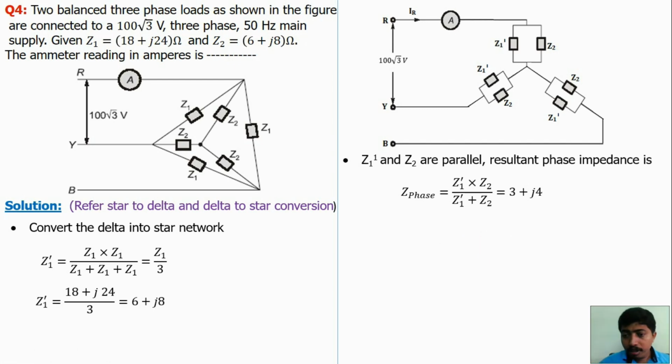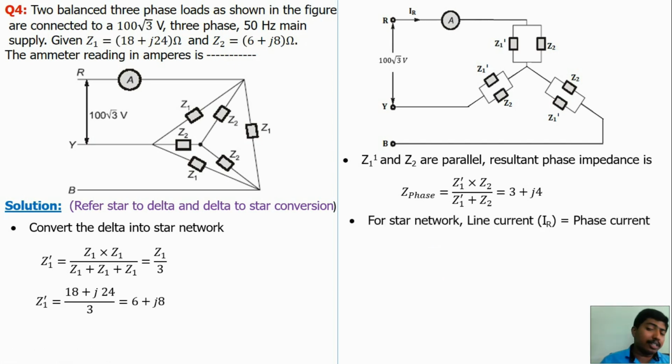Next, the phase impedance is known. If you know the phase voltage, then we can easily find the phase current. But here the line voltage is given. For a star network, line current is equal to phase current. Line voltage VL is equal to root 3 into V phase. So we need to find the phase voltage. If you know the phase voltage and phase impedance, then only we can find the phase current.